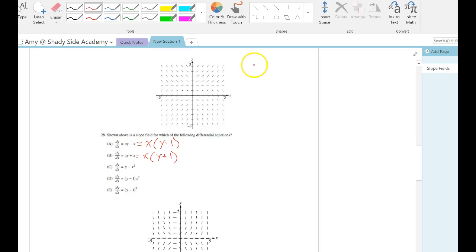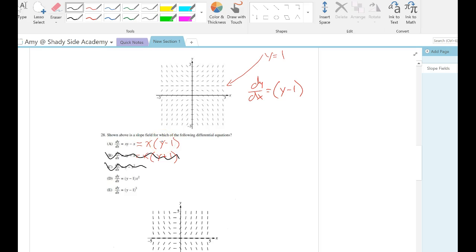Now the first thing I want you to notice is that we have all horizontal lines at y equals, let's see here, 3 is the top, so 1, 2, 3, 4, 5, 6, so that's y equals 1. What that tells you is that your dy/dx is actually going to have a factor of y minus 1. Looking at that, we can eliminate a couple of them off the bat. We can get rid of this one, and we can get rid of that one. Now all the other ones have those values.